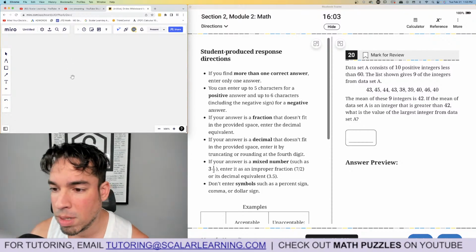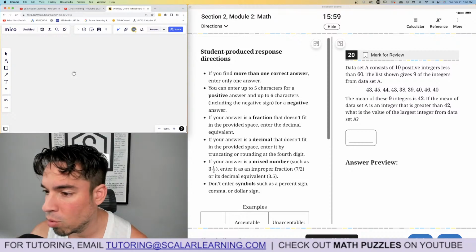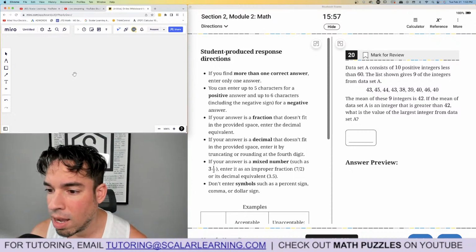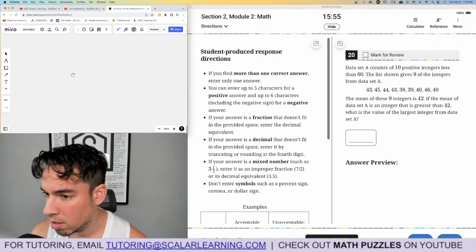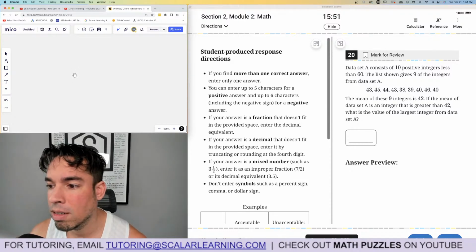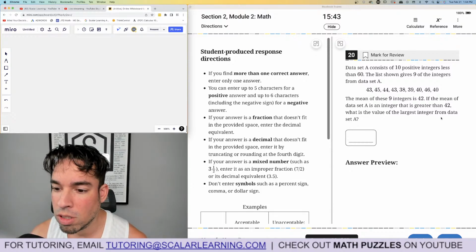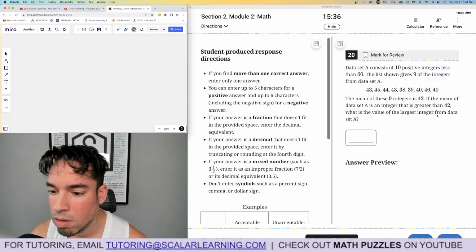Data set A consists of 10 positive integers less than 60, 9 integers. The mean of these 9 is 42. Cool. If the mean of data set A is an integer greater than 42, what is the value of the largest integer from data set A? Hold on a second.